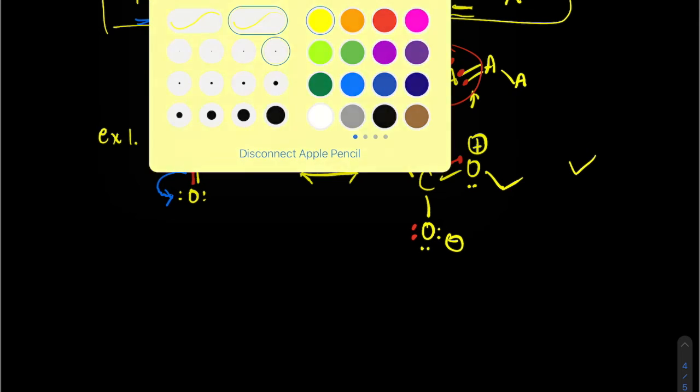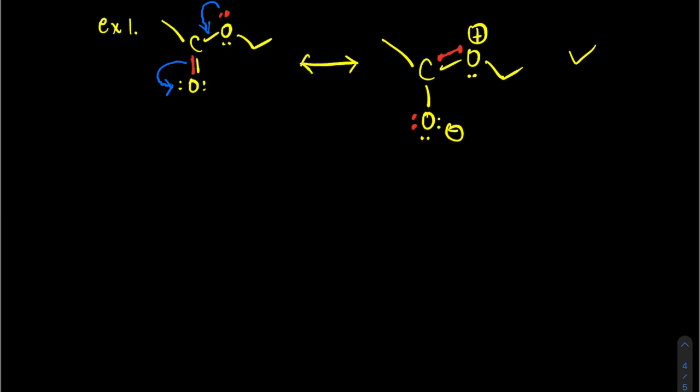Let's look at example number 2. Example number 2 is a structure known as ozone. The very sole reason that ozone is somewhat stable is that it's resonance stabilized. So let's draw the Lewis structure here for ozone. It's a crazy structure.